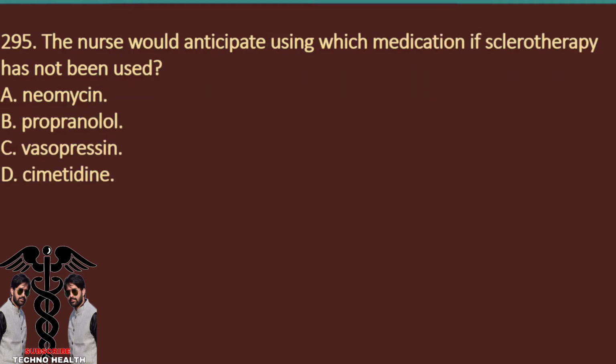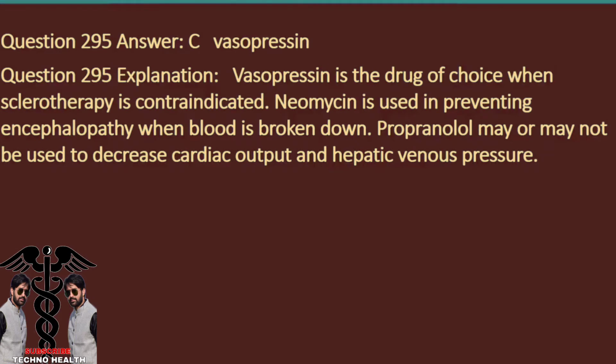Question 295. The nurse would anticipate using which medication if sclerotherapy has not been used? A. Neomycin. B. Propranolol. C. Vasopressin. D. Cimetidine. Answer: C. Vasopressin.